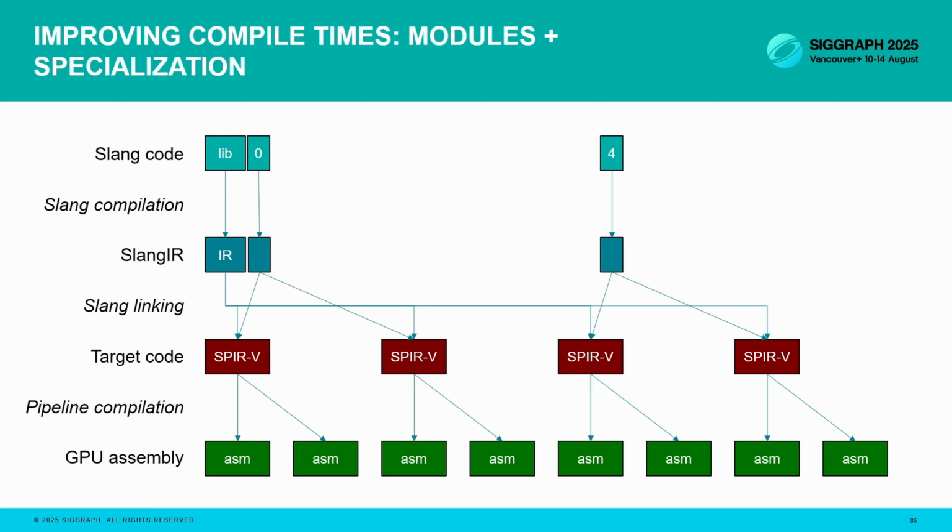New in Slang, you can also do link time specialization, where you can specify types for things after compiling but before linking. All of these taken together reduce the total amount of work quite significantly, but you can see we're still paying the load time cost from the driver to optimize and generate GPU assembly for each of these pipelines. So we're not quite in an ideal world for shader compilation yet, but we're moving towards there.